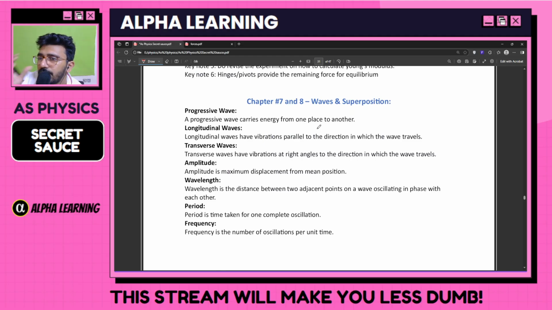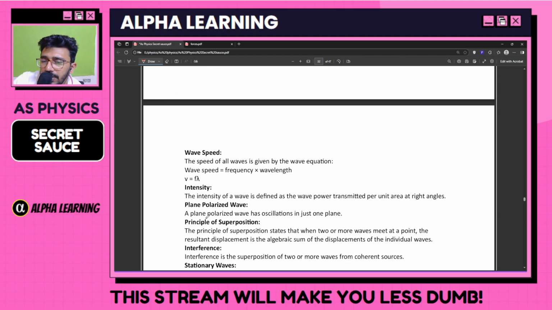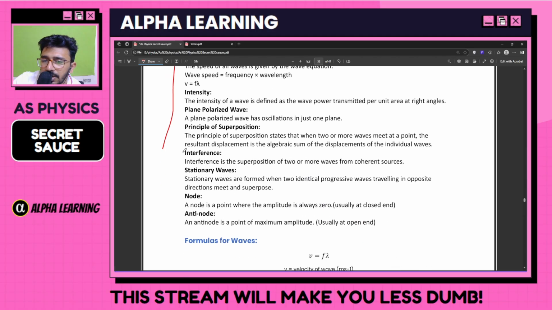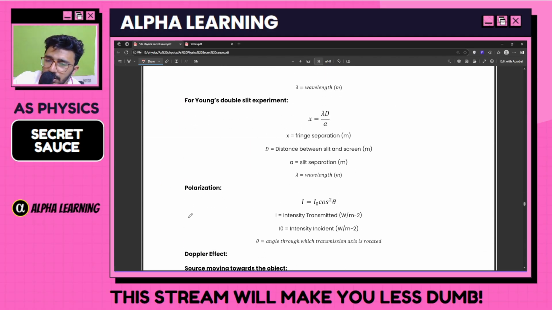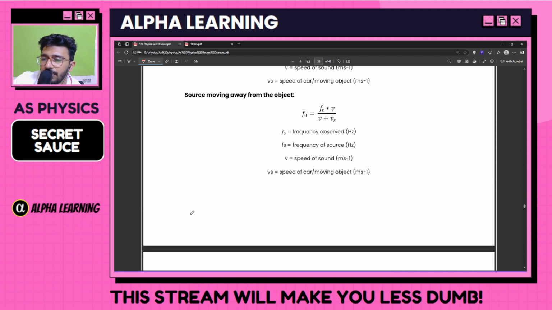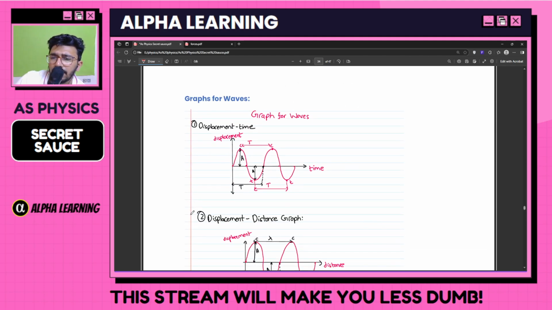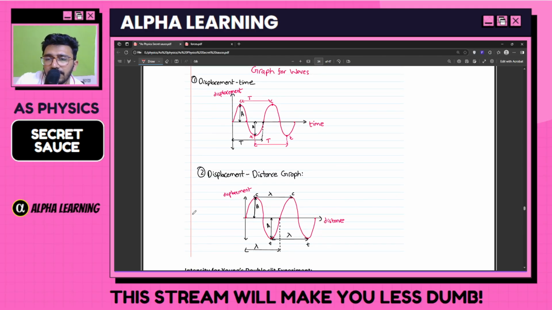Now for waves and superposition. Luckily for waves and superposition, you have more definitions here. There are more definitions and more formulas compared to graphs. There are fewer graphs for waves. Okay, so there are some graphs. Let's see them. For waves, you have two types of graph: displacement time graph and displacement distance graph.